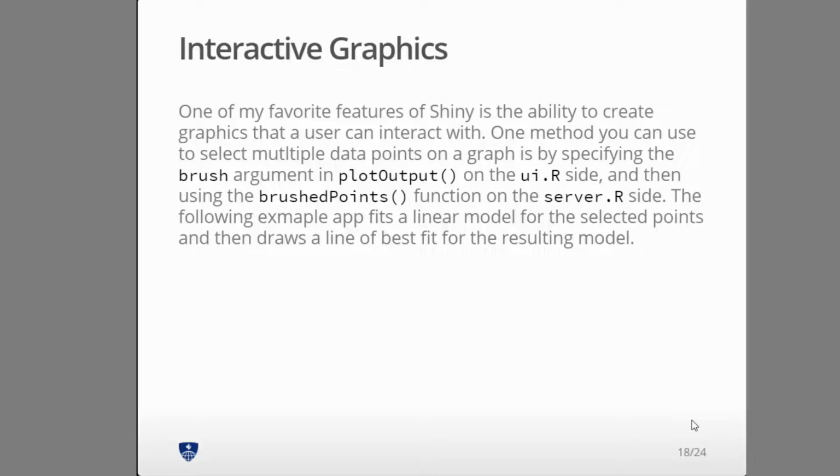In this final example, we're going to show how to use the brush argument in the UI and the brush points argument in the server to generate an interactive graphic. In this case, what we're going to do is highlight points and then show in a scatter plot and then show the fitted line just for those points. This is a nice example of interactive graphics, which I think is one of the key functionalities of Shiny and one of its primary uses for those of us that are more on the analysis side.